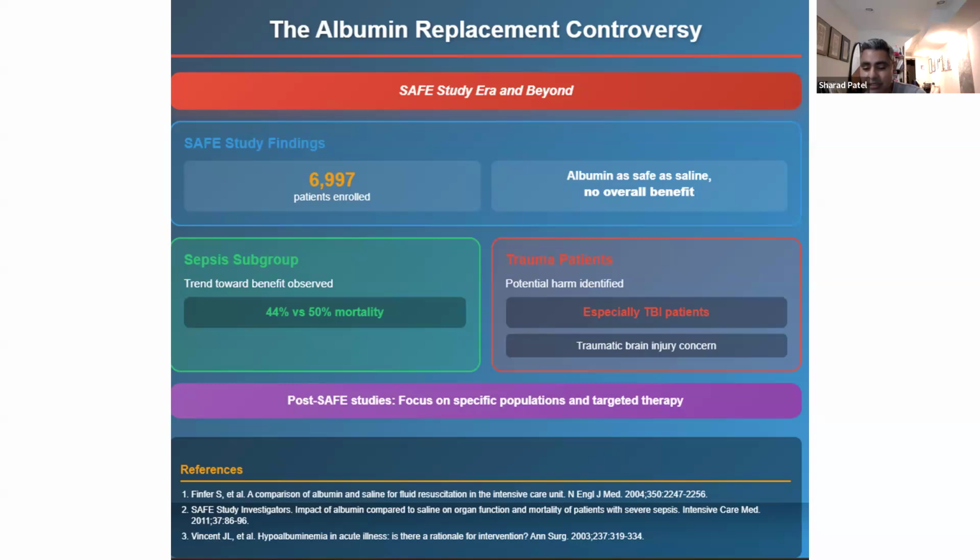The additional thing they found was that the TBI, traumatic brain injury, patients did worse with albumin administration. So it's probably important to identify the patients that will actually benefit and provide albumin for them as a targeted therapy.